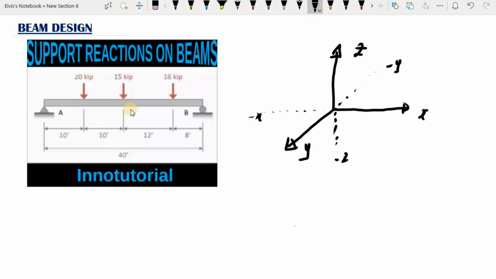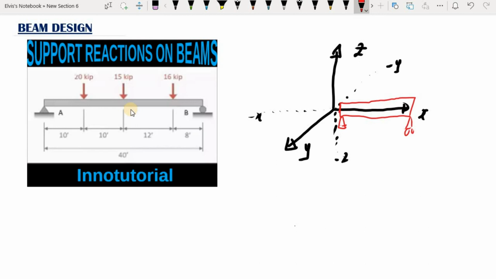So this is the beam we are going to analyze and design. This beam is basically located on the x axis, as you can see here. So if we draw a rough sketch of this beam, let's say this is the beam, and this is the pin support, while this is the roller support.